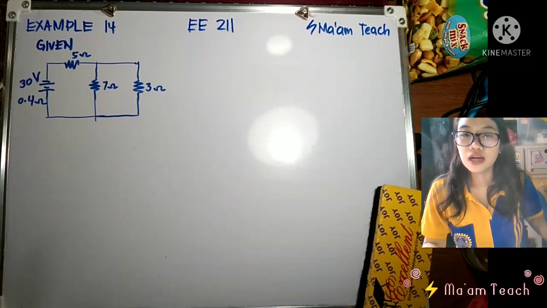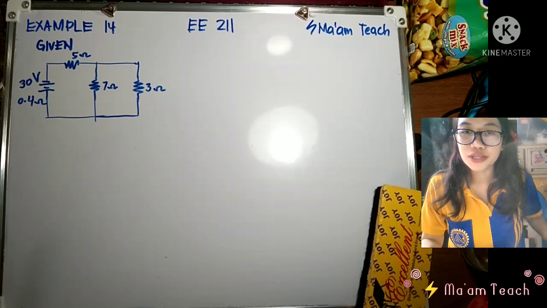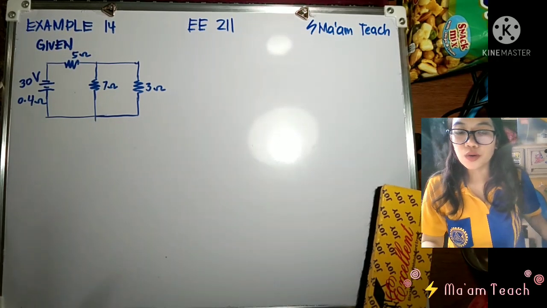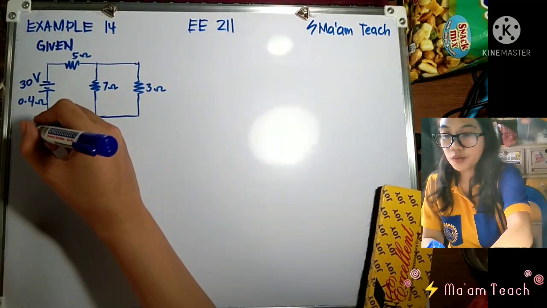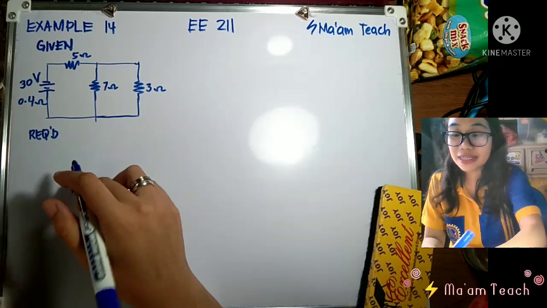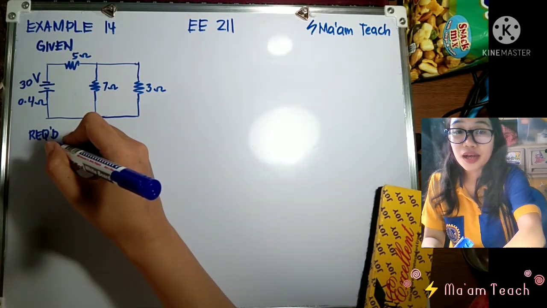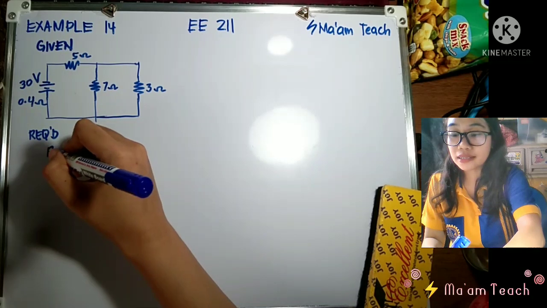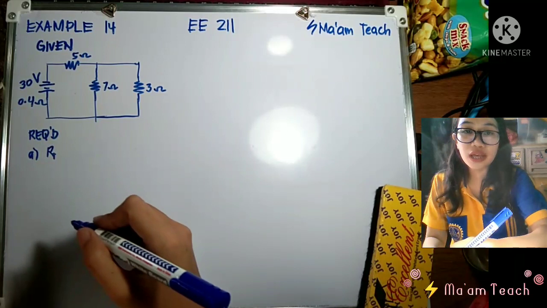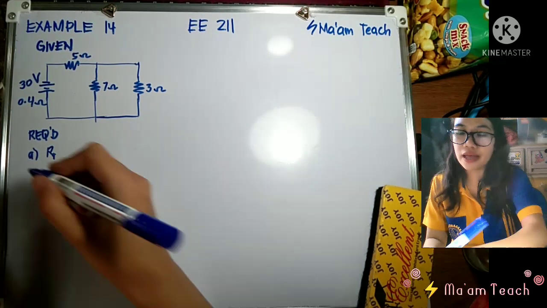Okay, so we are now on example number 14. You can see here that we are given a circuit diagram. In this problem, we are required to solve for the equivalent resistance, or that is the total resistance in this circuit. And then for letter A, we are asked for the current in each resistor of the following circuit diagram.